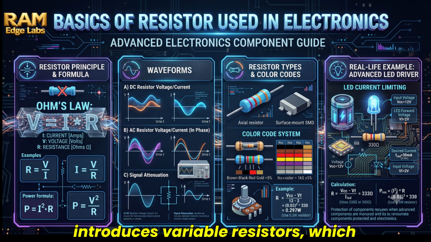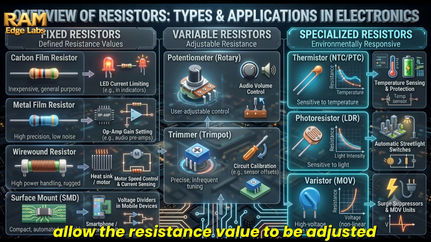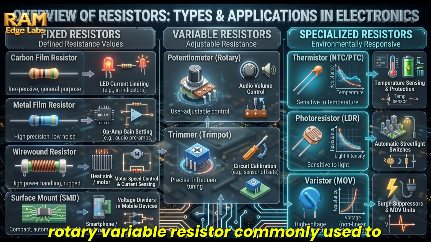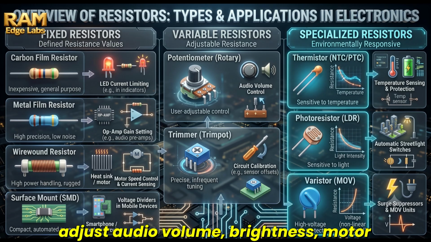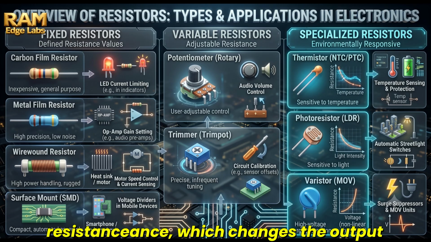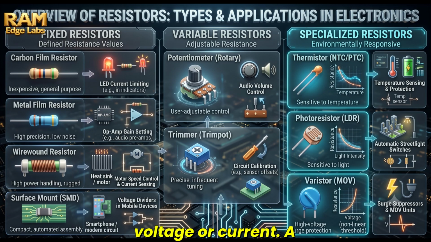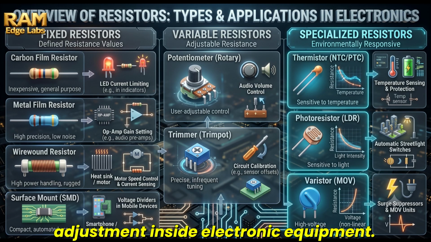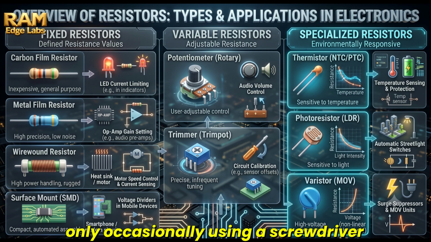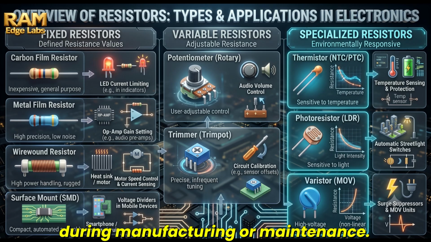The second image introduces variable resistors, which allow the resistance value to be adjusted manually. A potentiometer is a rotary variable resistor commonly used to adjust audio volume, brightness, motor speed, and sensor settings. Turning its knob changes the resistance, which changes the output voltage or current. A trimmer, trim pot, is a small adjustable resistor used for calibration and fine adjustment inside electronic equipment. Unlike a potentiometer, it is adjusted only occasionally using a screwdriver during manufacturing or maintenance.